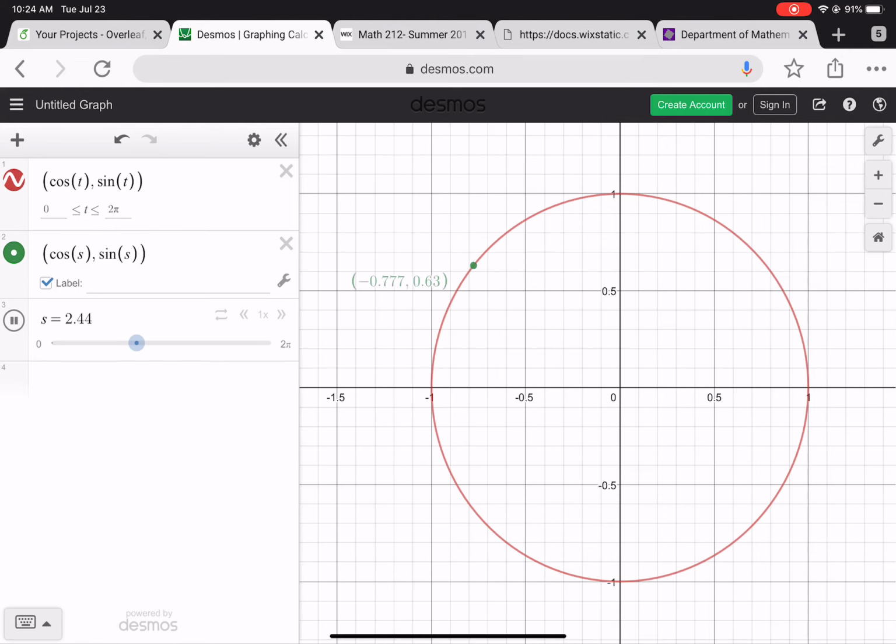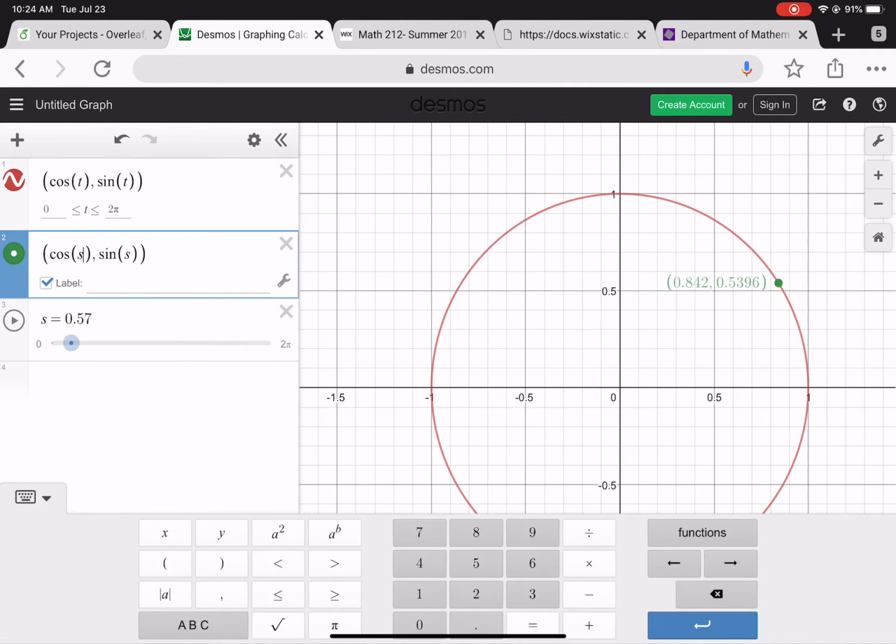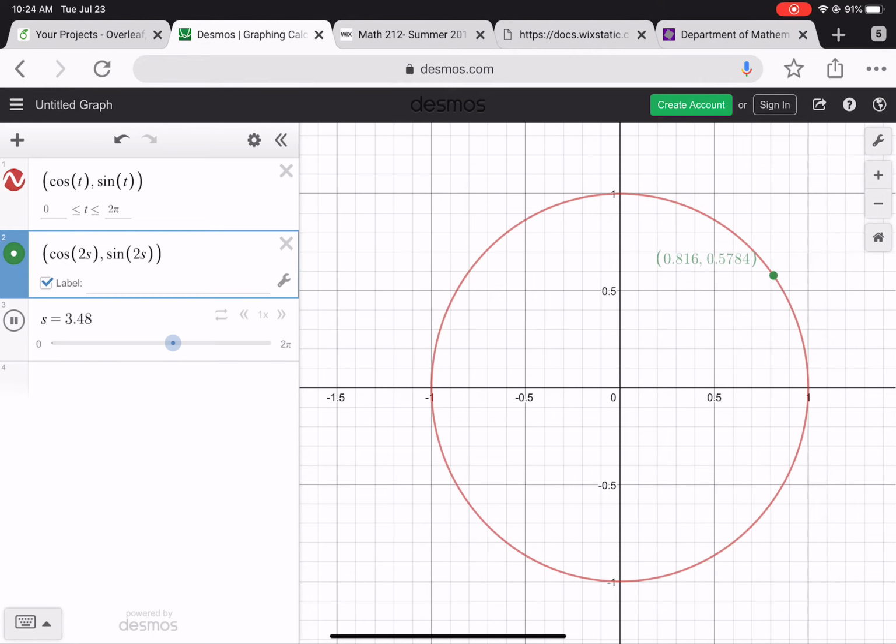What will happen if s is replaced with 2 times s? What you are doing is manipulating the slider and multiplying the slider by a factor of 2. What do you think that's going to do? If you replace s with not s but 2 times s, right? It's going to go faster. You see? It's going to go much faster. And it's going to go around the circle twice, because it's traveling faster. It's going to cover more stuff. But you get an idea that you can do this as well.